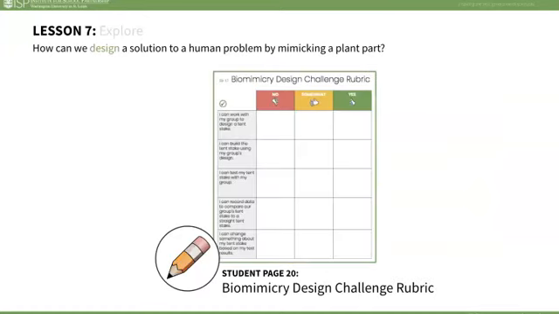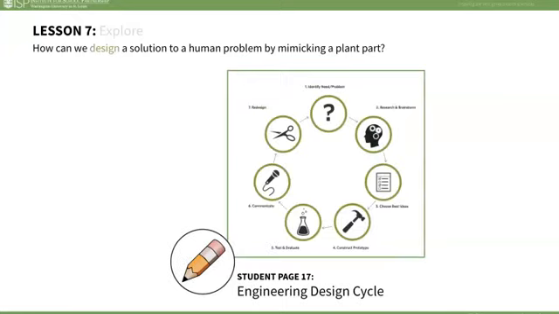Put the class into groups of 4. Pass out the Biomimicry Design Challenge student rubric found on student page 20 and review this with your students. Let the students know that they should individually fill it out as they do each step with their group. After each step is completed, you may want to pause students and ask them to review that step on their checklist. Then you should pass out the Engineering Design Cycle, student page 17, and review the steps the groups will do to complete this challenge.